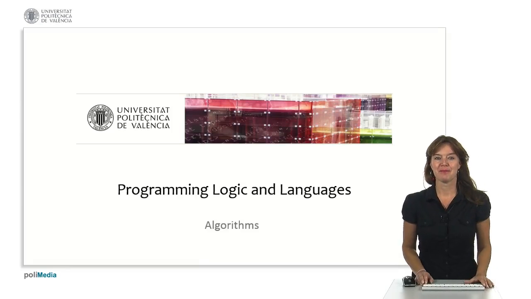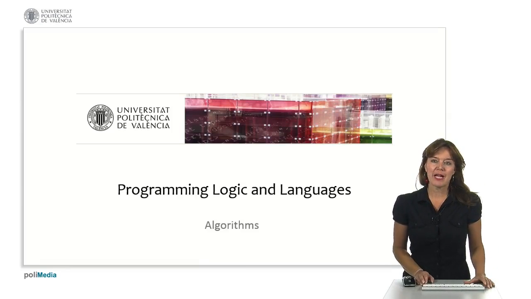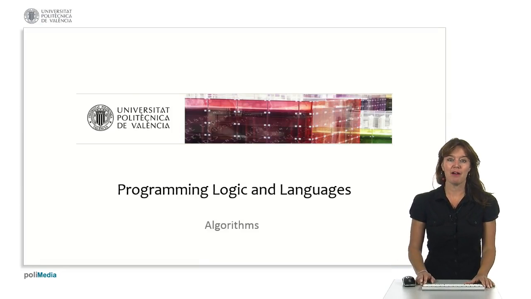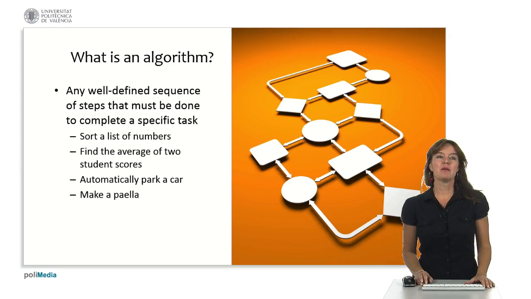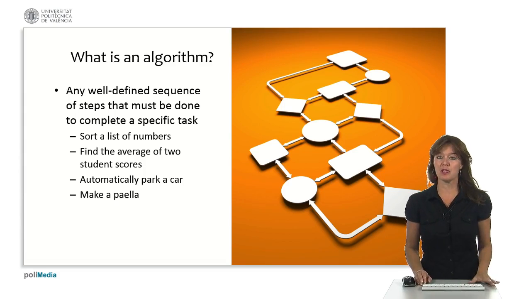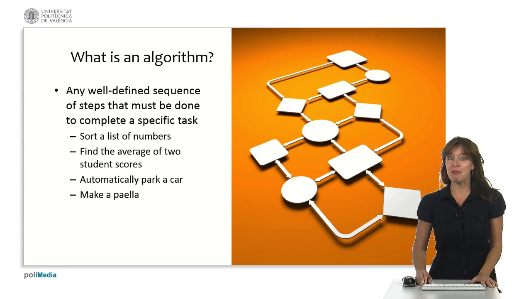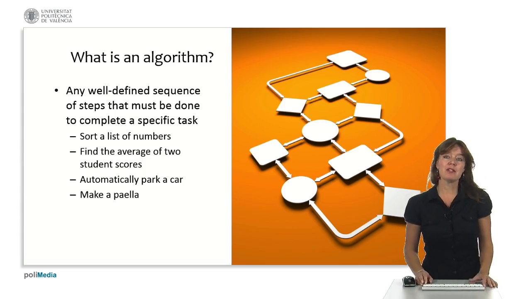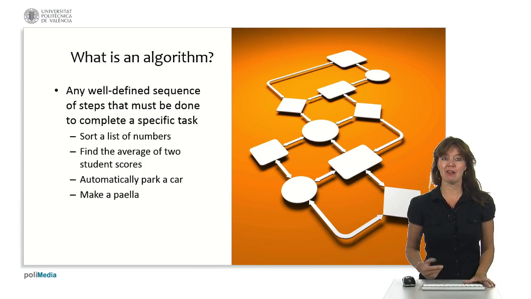Hi again. Let's look at algorithms and what they are. So an algorithm is any well-defined sequence of steps that you need to do in order to complete a specific task or make something. So for example, sort a list of numbers, or find the average of two student scores, or automatically park a car, or even normal things in daily life like making a paella valenciana.